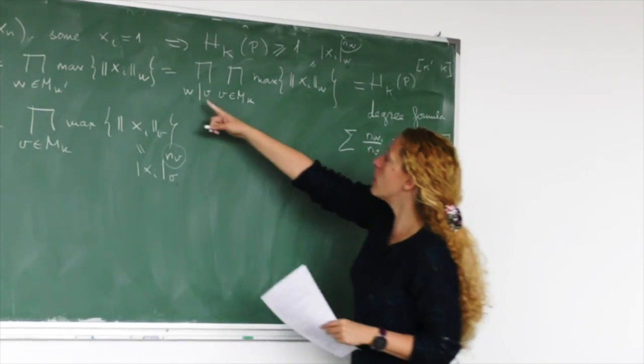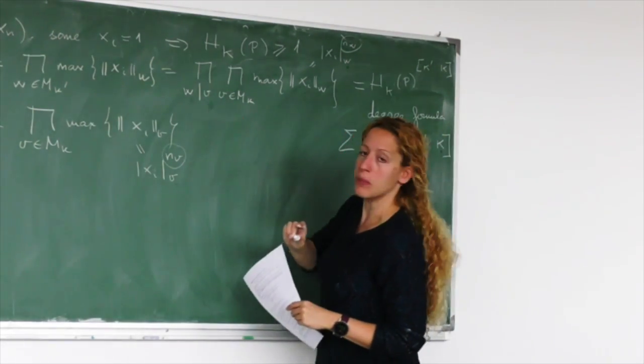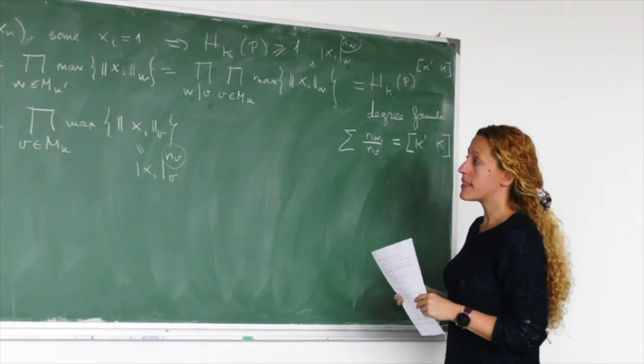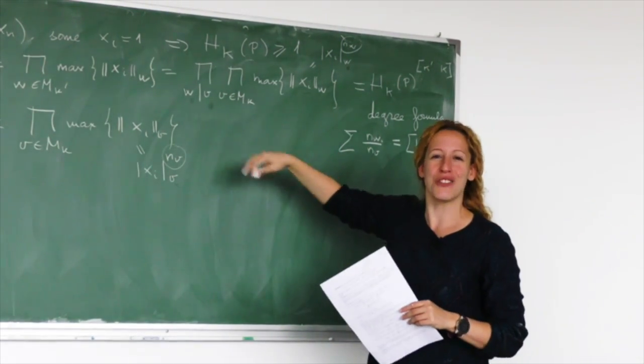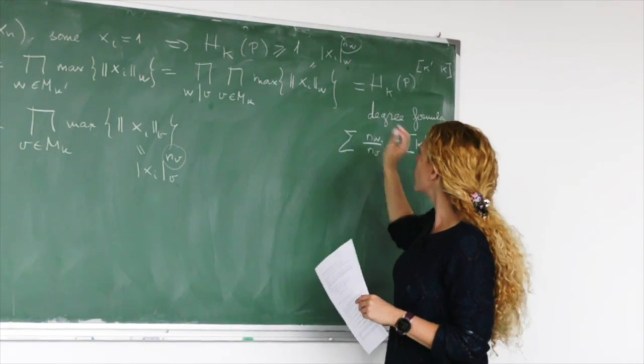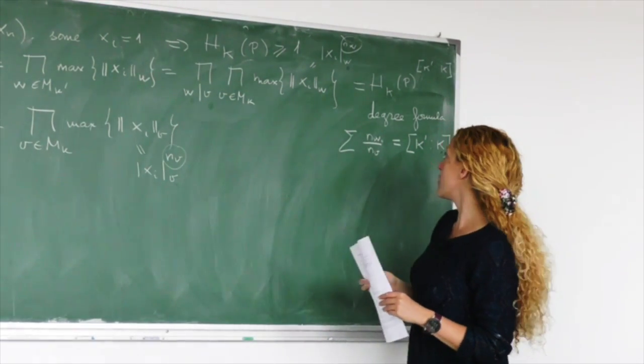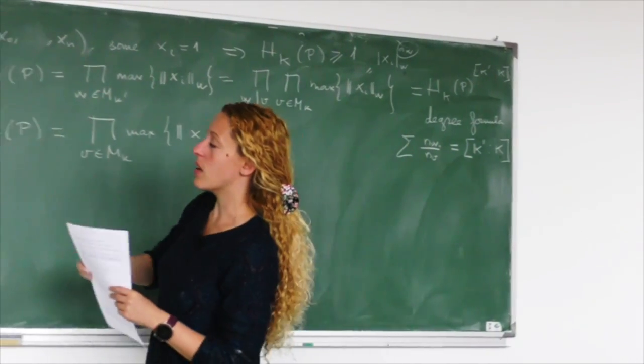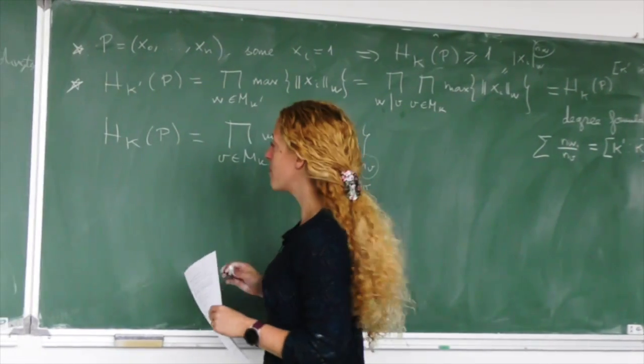Because I do the sum through all the W that divide B, right? So yes, I suggest you do the computations by hand to really check all the equalities that I said here. So is this just a consequence of the degree formula? And with this, we get the third condition of the lemma.